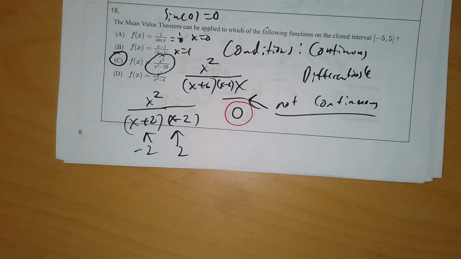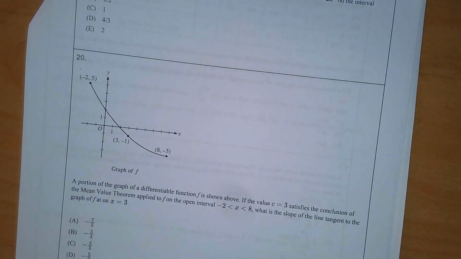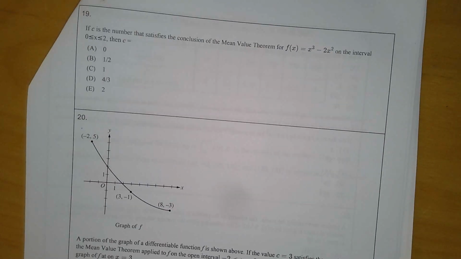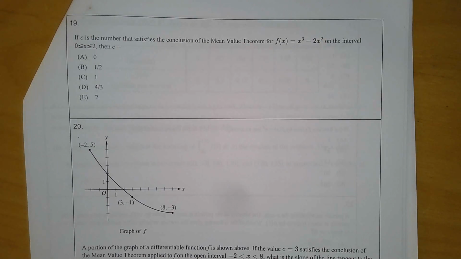Okay, so for this kind of question, you just look at them and see which ones aren't continuous at points in that interval. Okay. I'm on 19 now. If C is the number that satisfies the conclusion of the mean value theorem, okay, so now this is actually telling us to find the C.